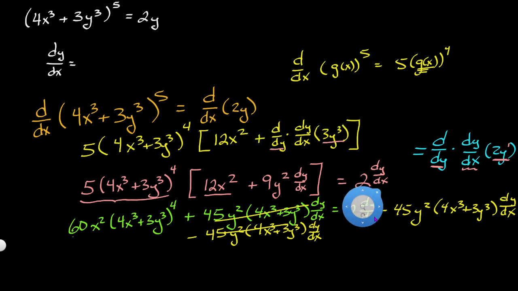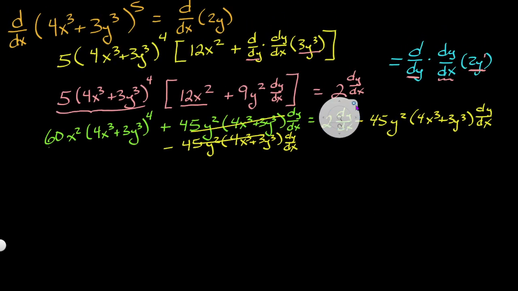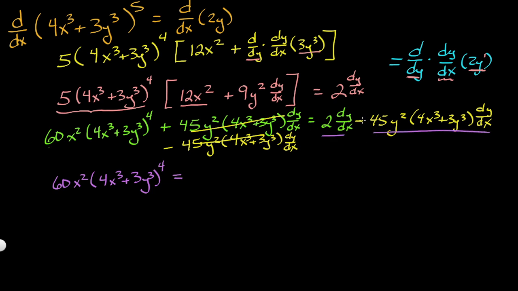Scroll down, give us some more real estate to write on. Let's do lavender. So to simplify this side, I'm left with 60x squared times the quantity of 4x cubed plus 3y cubed, all raised to the fourth, looking for copy errors and such. So far I don't see any I've made, but who knows, is equal to, now I'll use distributive property. I have two terms, a 2 and technically a negative 45y squared times the quantity of 4x cubed plus 3y cubed. Copy error.